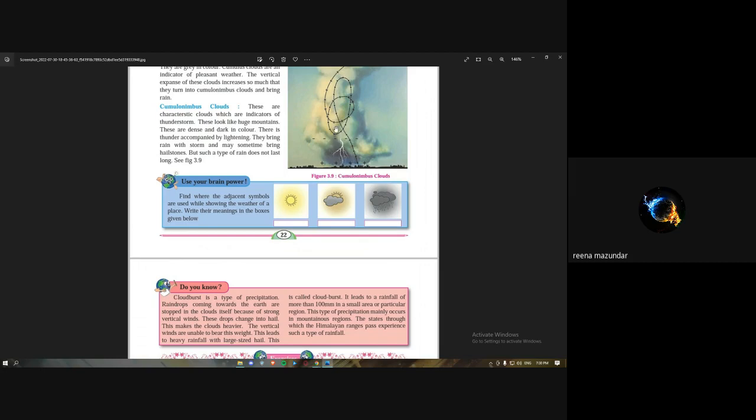Because of this kind of vertical winds, the particles of raindrops are stopped. Okay, these drops change into hail. This makes the cloud heavier. The vertical winds are unable to bear this weight. This leads to heavy rainfall with large sized hail.